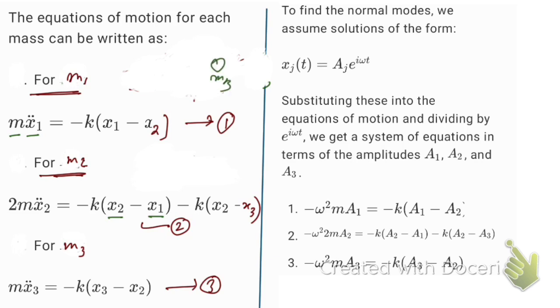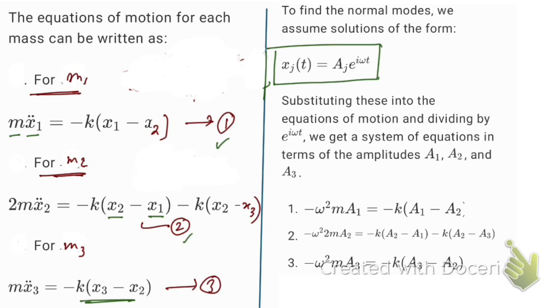For m3, the last one, we have x2 on this side, m2 on this side, and on the other side there is no other sphere. So again we have the equation of motion of this form. And from these three equations, to find the normal mode solutions, let us assume the solution to be this, and substitute it into these three equations.